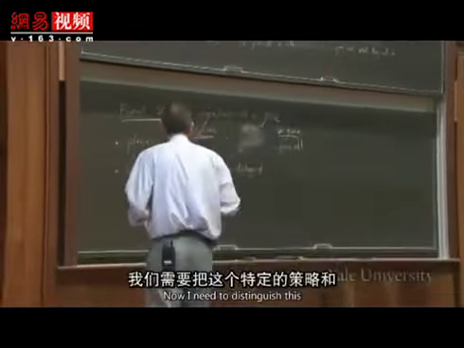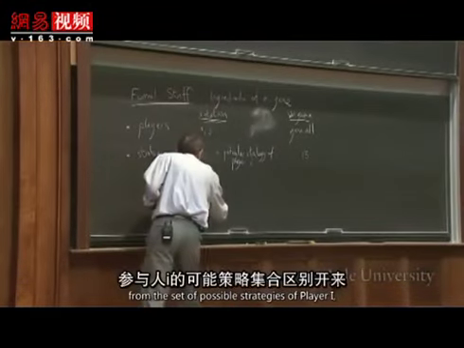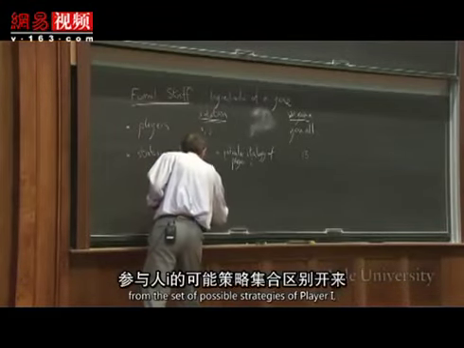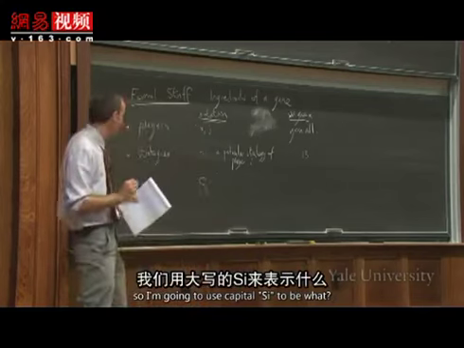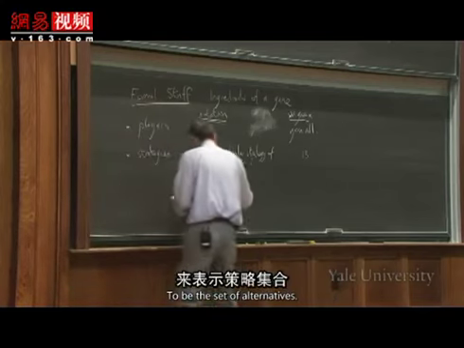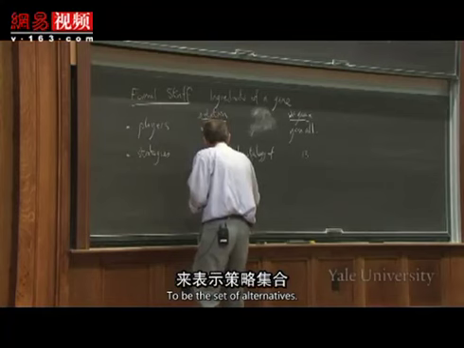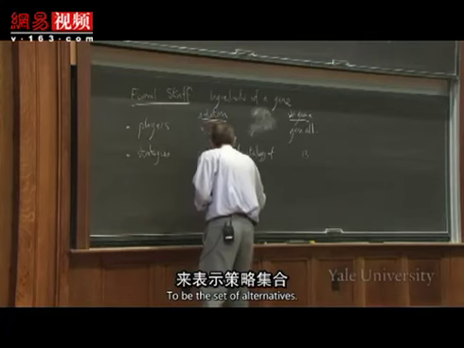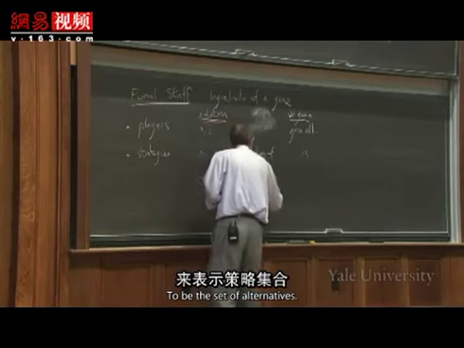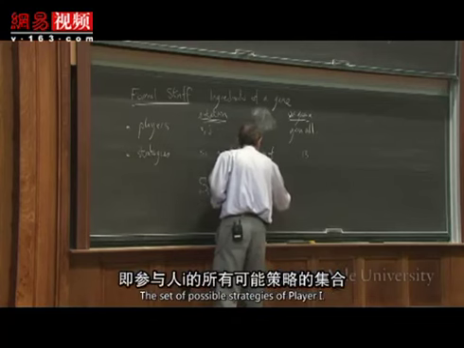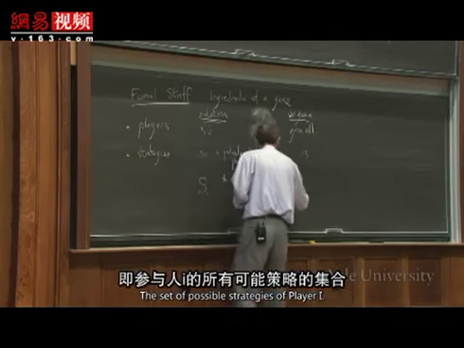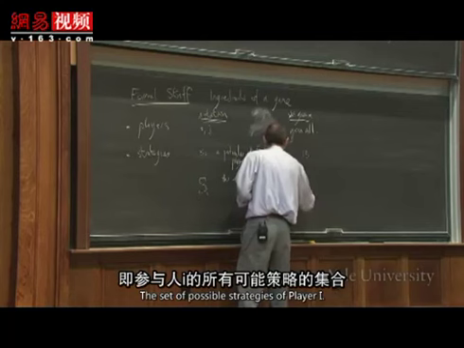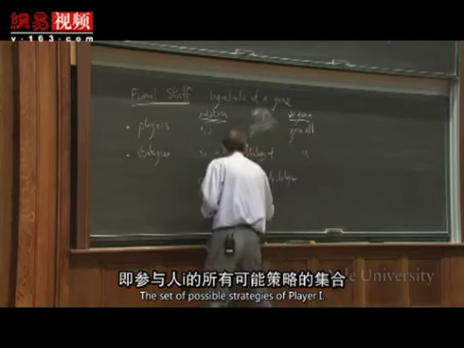Now I need to distinguish this from the set of possible strategies of player i. So I'm going to use capital S_i to be what? To be the set of alternatives, the set of possible strategies of player i.